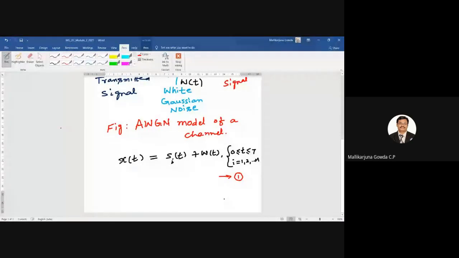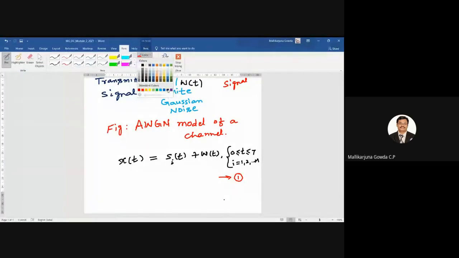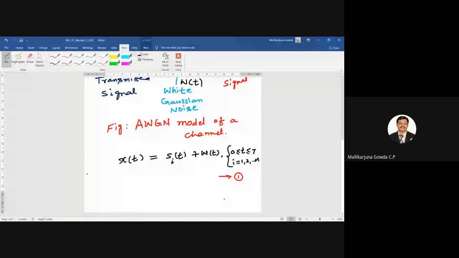In this, what is Si of t, and what is W of t? Here two things I need to clarify: one is with respect to capital W of t and the other is small w of t. I think you should be able to understand what capital W of t is and what small w of t is with respect to this random process. We use a capital letter for what and a small letter for what?